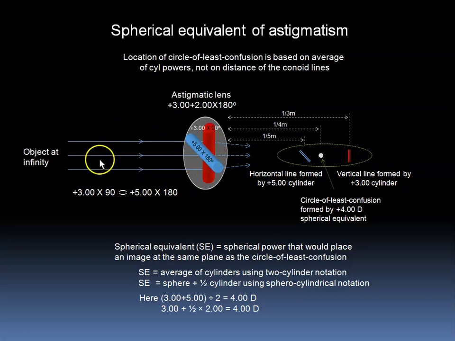Only by putting an astigmatic lens in front that was equal and opposite to the one here would we be able to collapse this conoid to a point. In other words, it is better to correct astigmatism with astigmatic lenses than with spherical equivalent.